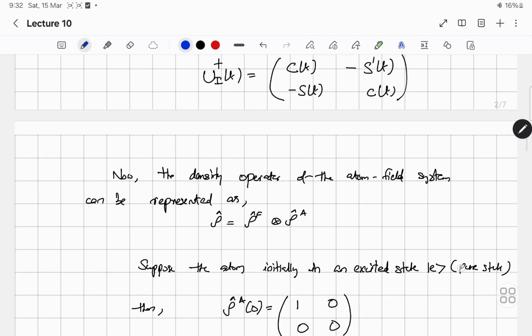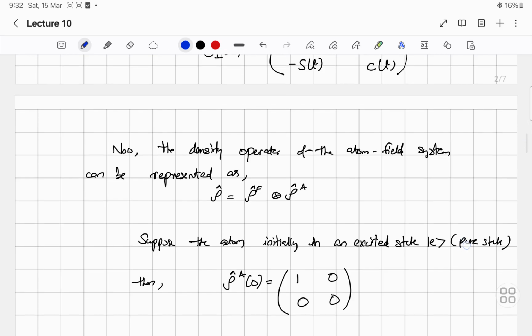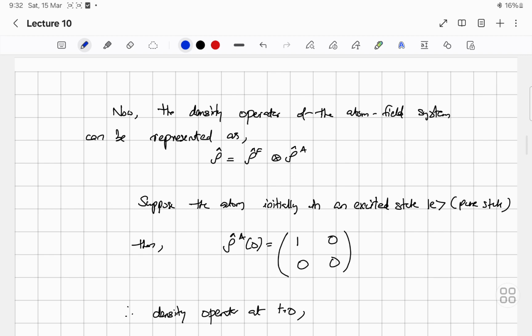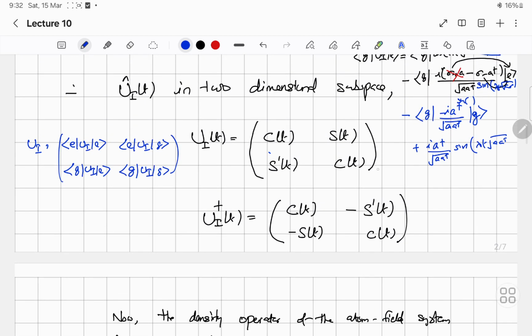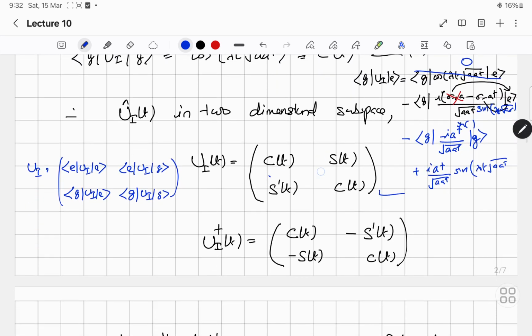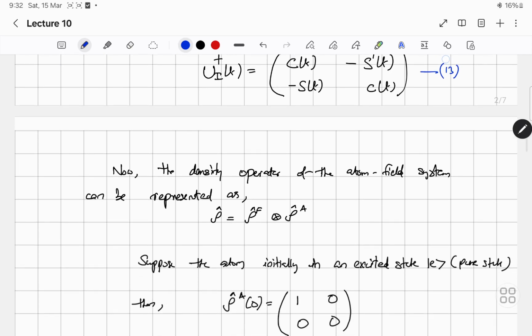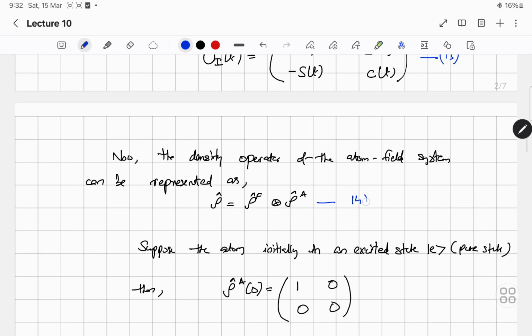Okay, now the density operator of the combined system, that is the atom-field system, we can always represent as a tensor product between the density operator of the field and the density operator of the atom. So let this be my equation number 12. This will be equation number 13, and this can be equation number 14.